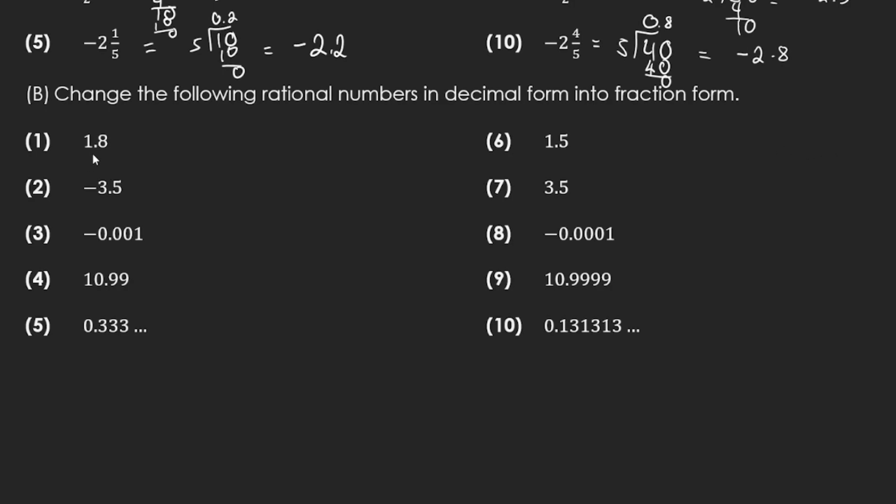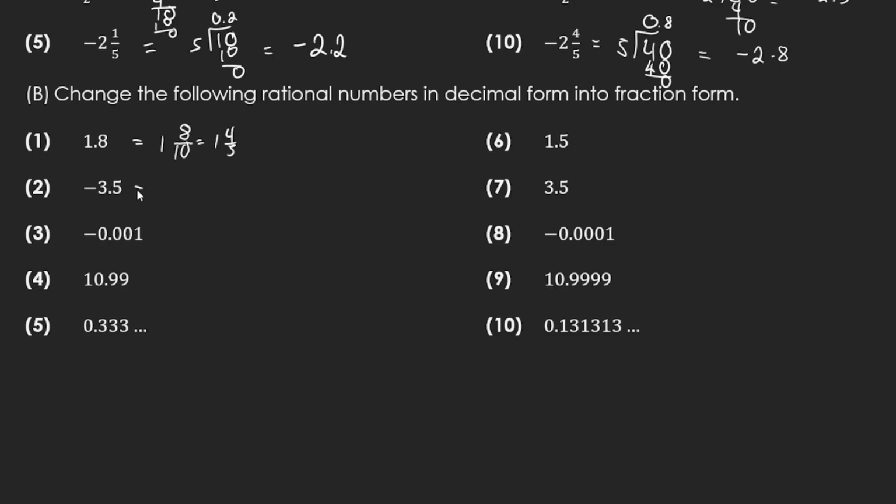Now for B, we have decimal numbers, and we're going to put them in fraction form. Okay, we have number 1 here, 1.8. 1 is a whole number, so you can just get that and put the fraction number here. What you're going to do is get the number to the right of the decimal point, put it here, and depending on how many digits there are, you're going to add that many zeros. Since there's 1, we're just going to add 1 zero. And you're going to put it in the lowest term. So this is going to be 1 and 4/5.